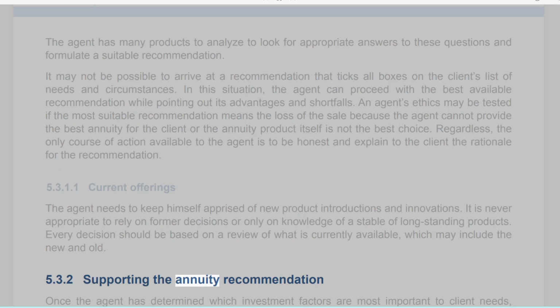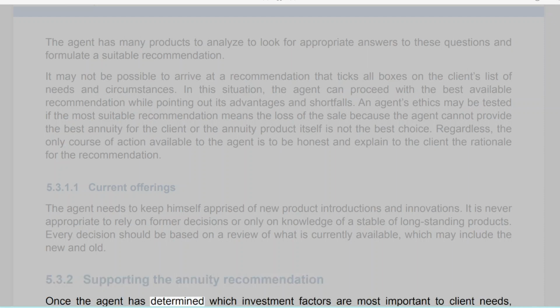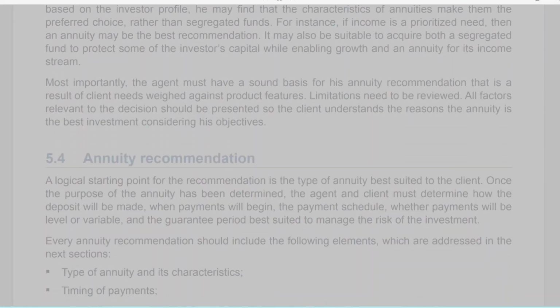5.3.2 Supporting the annuity recommendation. Once the agent has determined which investment factors are most important to client needs, based on the investor profile, he may find that the characteristics of annuities make them the preferred choice, rather than segregated funds. For instance, if income is a prioritized need, then an annuity may be the best recommendation. It may also be suitable to acquire both a segregated fund to protect some of the investor's capital while enabling growth, and an annuity for its income stream.